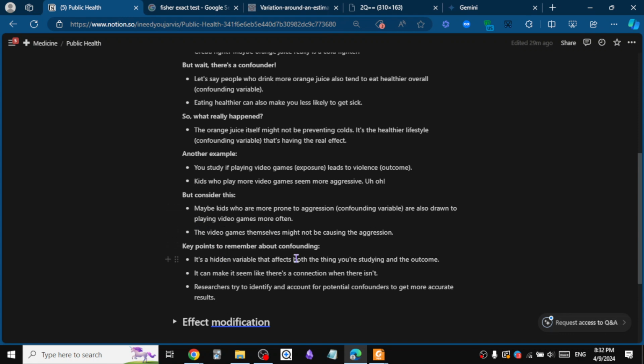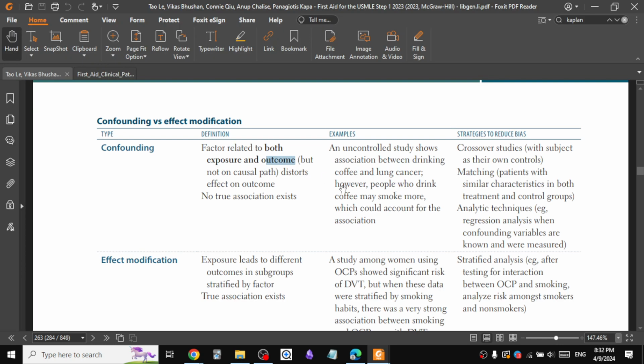All right. Key points to remember: it's a hidden variable that affects both the thing you're studying and the outcome. Okay, independent variable, dependent variable. Say it more and more so you understand it. It can make it seem like there is a connection when there actually isn't. There is no connection between A and B. It was through C, but you didn't see C. That's a pun. Researchers try to identify and account for potential confounders to get more accurate results. Okay, that is confounding. I hope you never forget what confounding is anymore.